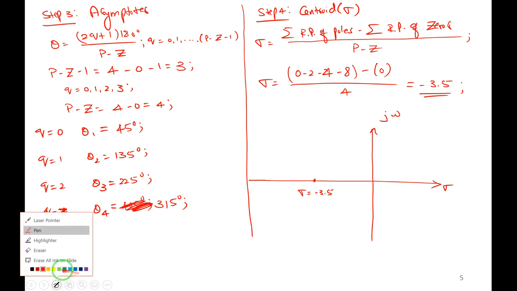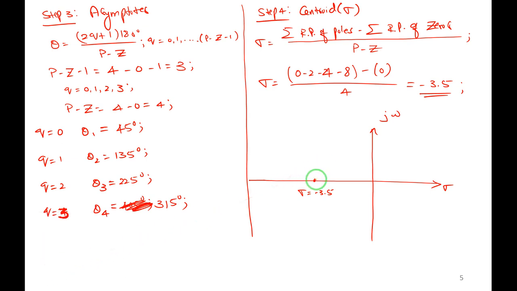Let me change the ink color. So theta 1 with this point at -3.5, take the protractor and measure 45 degrees. This is theta 1, equal to 45 degrees. And one more thing you can observe, the alternative is 225. If I extend like this with the scale, this is theta 3. Theta 3 is 225, right? Here 90, 180, then 225.